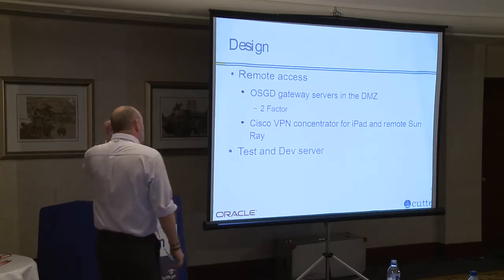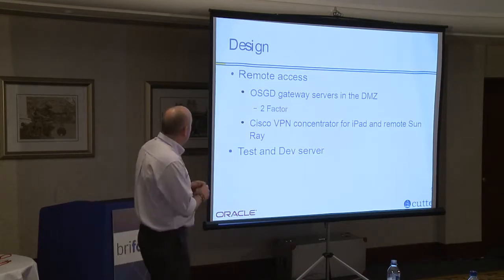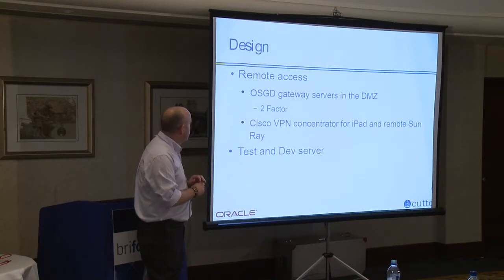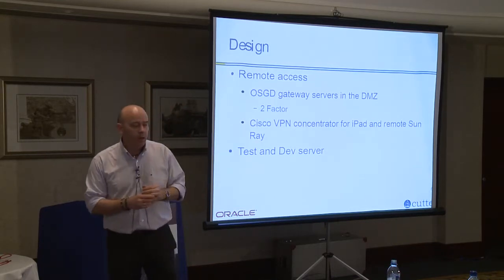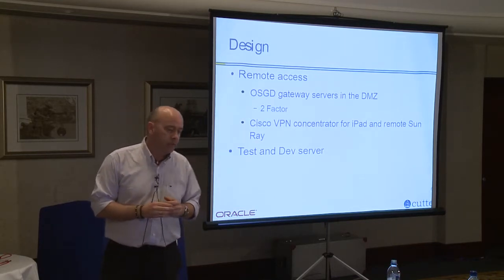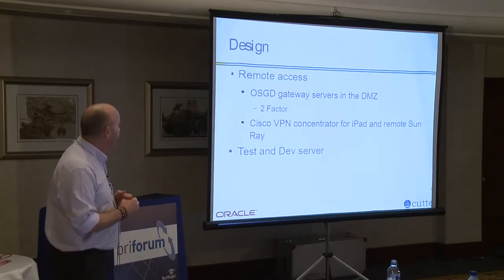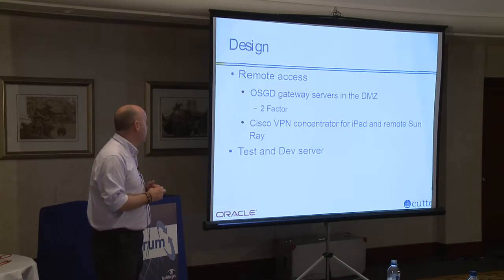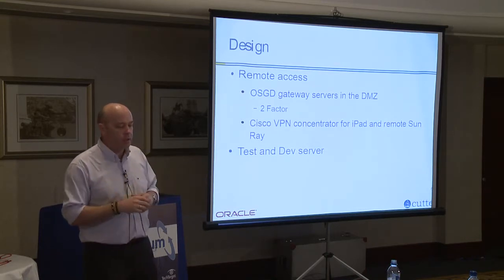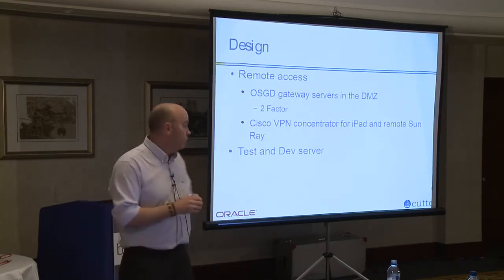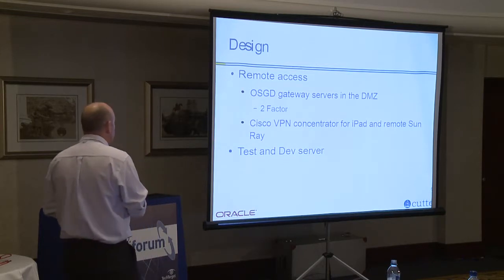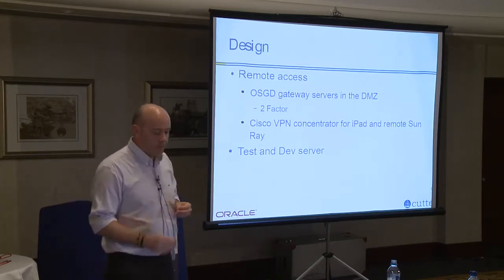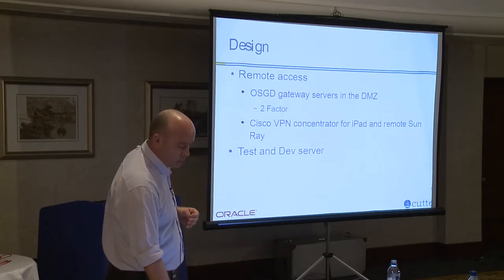We've got a little bit of remote access in there, starting now to be used very, very heavily. We've got Oracle Secure Global Desktop. We've got 2 gateway servers, which are effectively reverse proxies sat in the DMZ that then point back into the main SGD servers actually inside the LAN. We're running 2-factor authentication on that side of it, and the 2-factor authentication is done by SecurEnvoy.